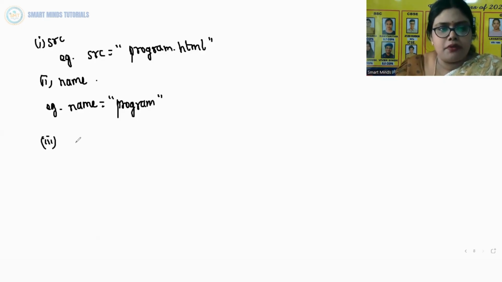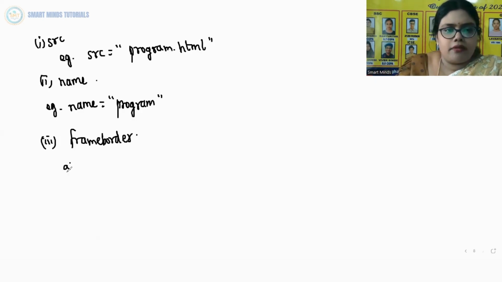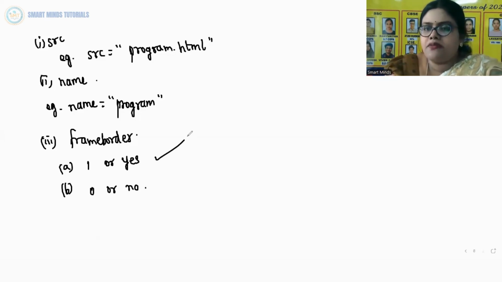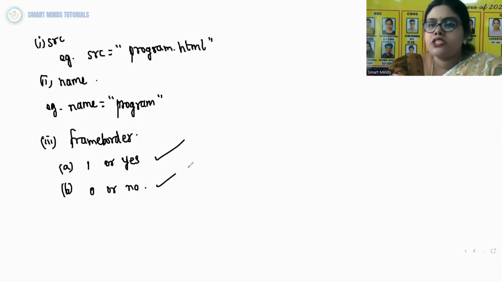Now the third attribute is frameborder attribute. So it is used to define the borders around the frames. So there are two values for frameborder attribute. Either you give 1 or yes. Then the second one is 0 or no. So 1 is the default value that specifies borders that must be shown. And 0 is used to specify borders that must not be shown.